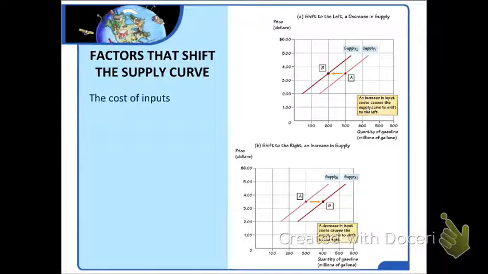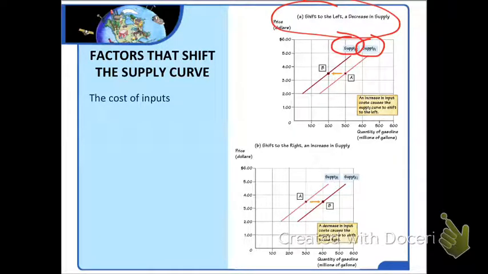When inputs become less expensive, supply curves shift to the right, because firms will supply more units at any given price. For example, if workers at gasoline refineries are successful in negotiating higher wages, the supply curve for gasoline will shift to the left. This decrease in supply is shown in panel A. The original supply curve is labeled Supply 1, and the new supply curve is labeled Supply 2.